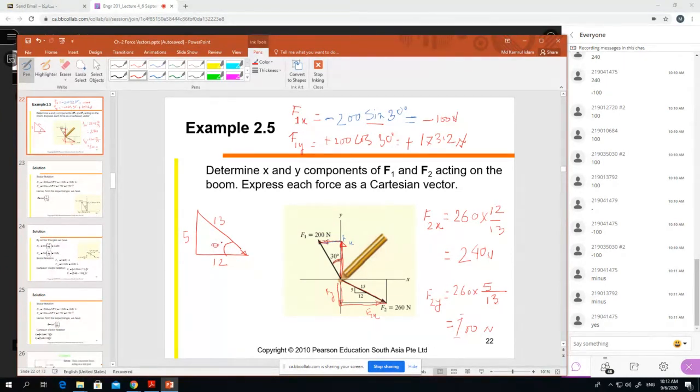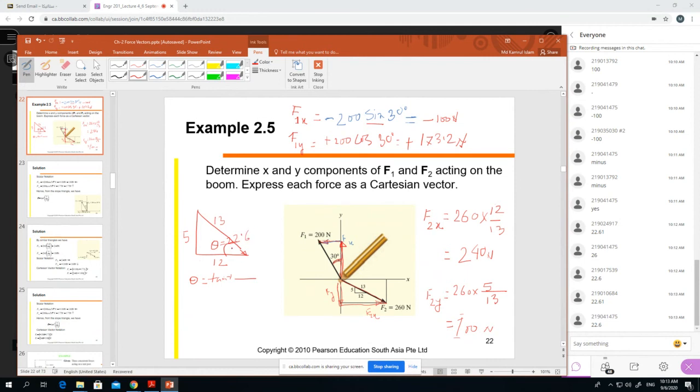Tell me. How much is theta? Can anyone calculate? Theta equal to how much? Someone said 26, someone said 22, so I'm confused. Tell me the correct answer. It will be tan inverse. It is 22.6, right? Most of you said 22.6.